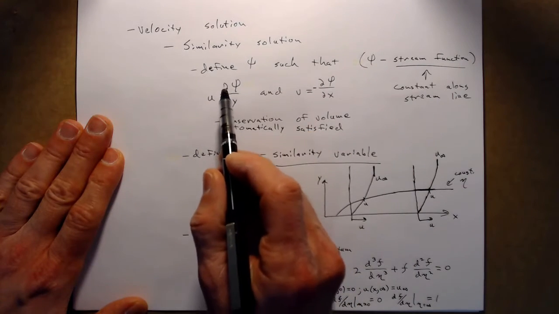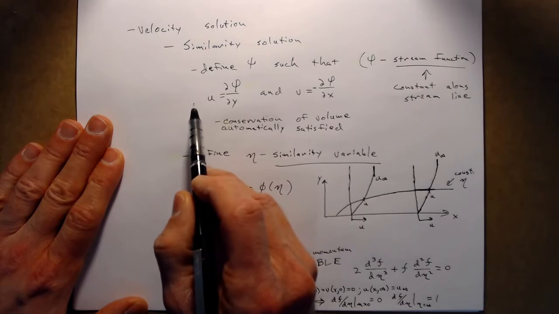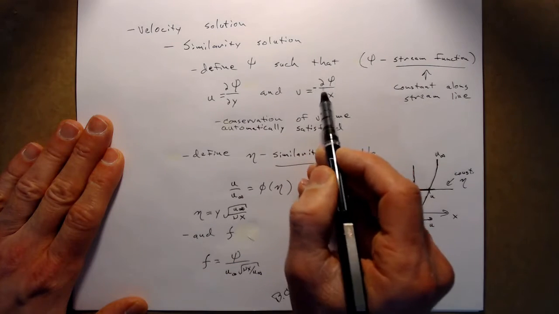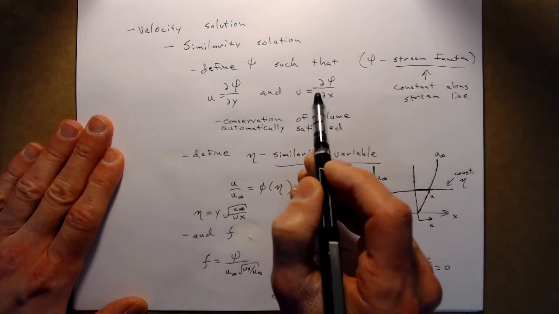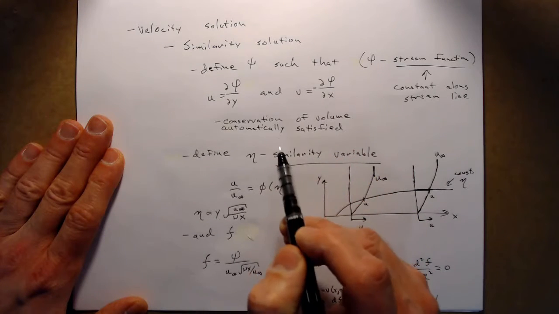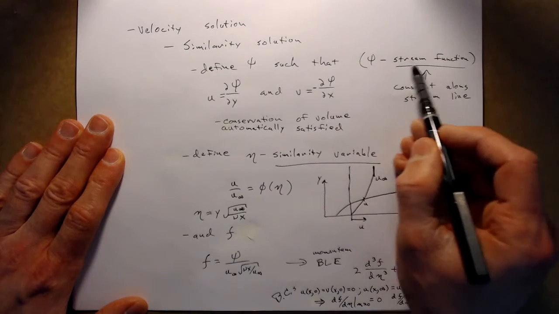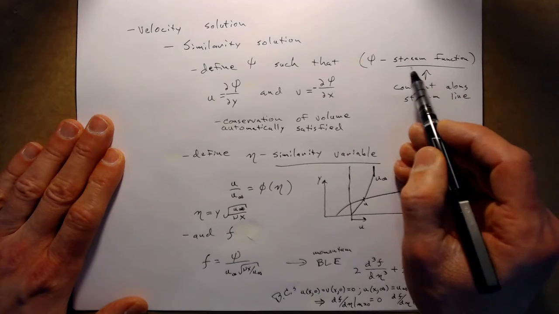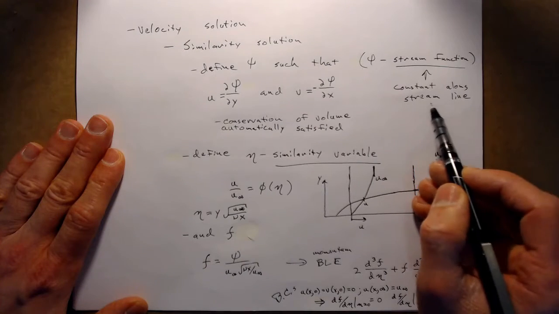In other words, the partial derivative of that function with respect to y is equal to the velocity in the x direction, or u. And the partial derivative with respect to x times -1 is equal to the velocity in the y direction, or v. And this function psi, maybe you've seen it in your fluid mechanics course, is what's termed a stream function. And it's aptly named because it's constant along a streamline.